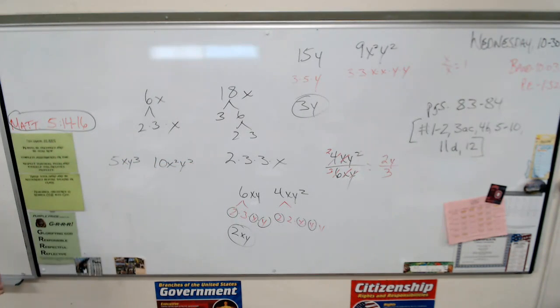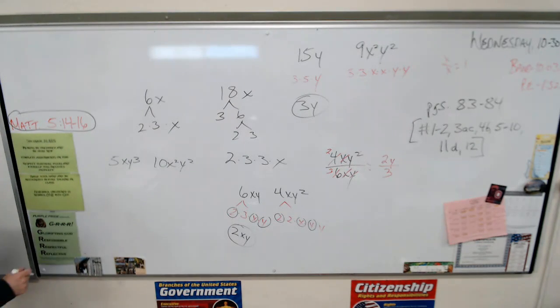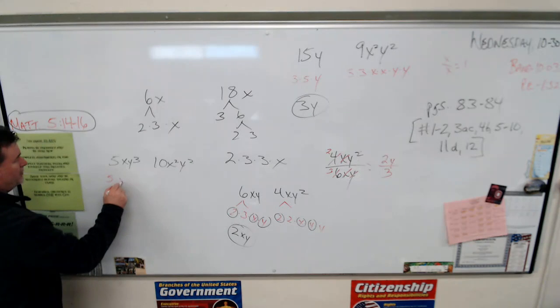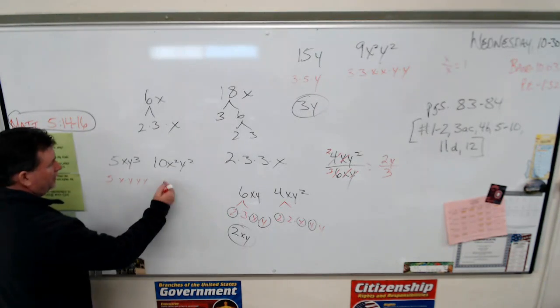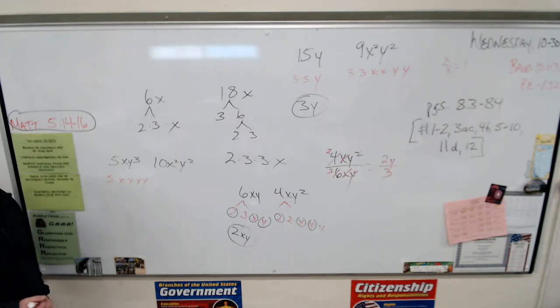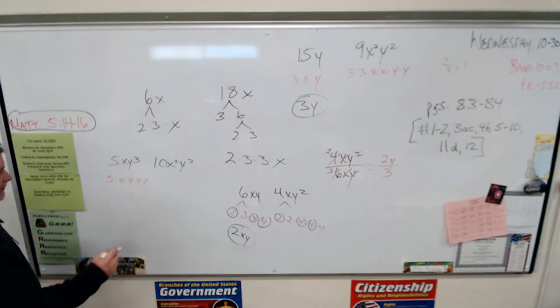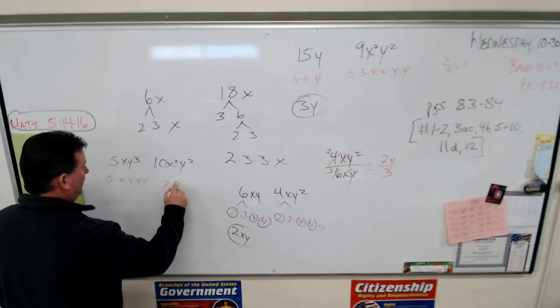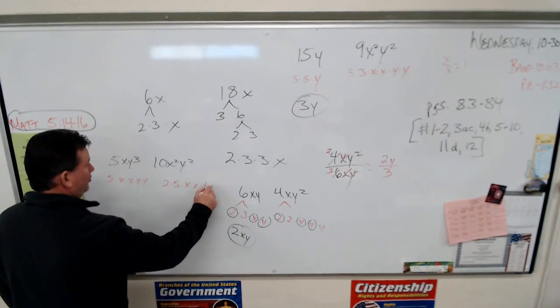Is 5 already prime? Yes. So this is 5 times x times y times y times y. Who's with me? Is that getting simple? Yes. Mitchell, is 10 prime? No, but I can easily break that into 2 prime numbers. What's 10? 2 times 5. How many x's? Times x times x. How many y's? Times y times y.